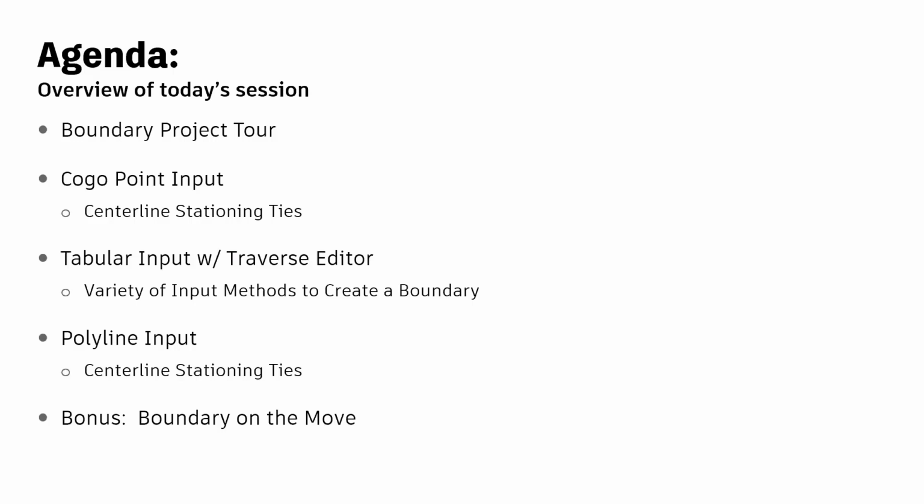And we'll use the traverse editor, our traditional tabular input, to create a boundary from multiple sources. And then we'll even show some polyline input with some of our transparent tools. And then if we have time, we'll do a little boundary example where we show how the traverse editor can help us when we're moving things around. But that'll make more sense when we get there.